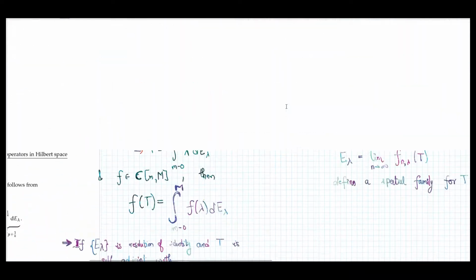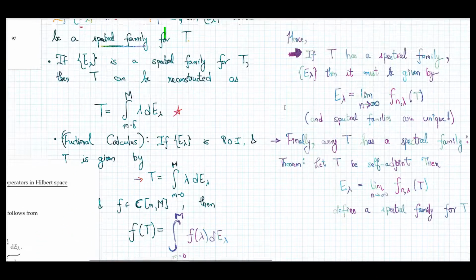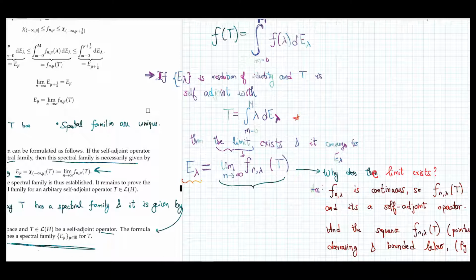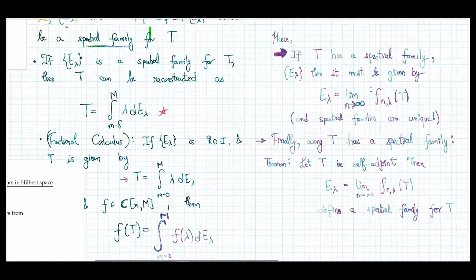Okay, so now we have this, and hence now we connect all those ideas. We say that if T has a spectral family, then it must be given by this formula. So earlier we had that if E lambda is a resolution of identity and T is self-adjoint with this property, then E lambda is given with this formula. And now I am saying that if T has a spectral family, then it must be given by this formula. So I am asserting that these spectral families are unique.